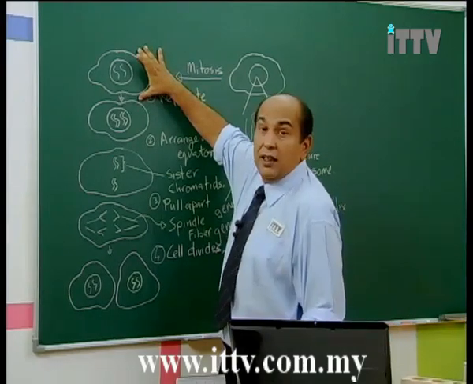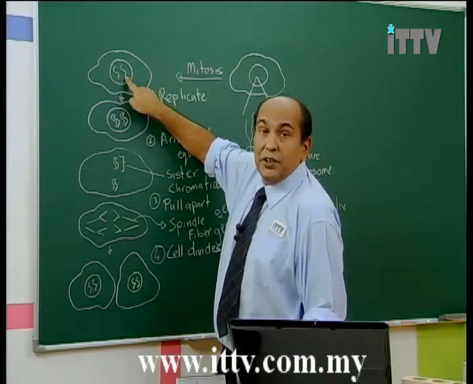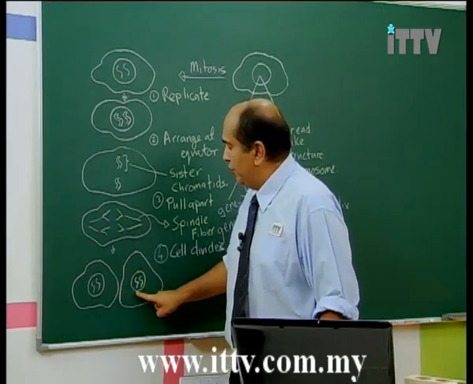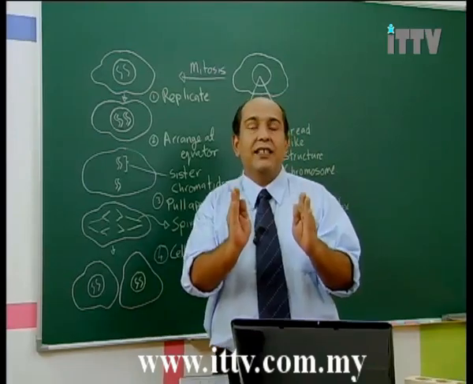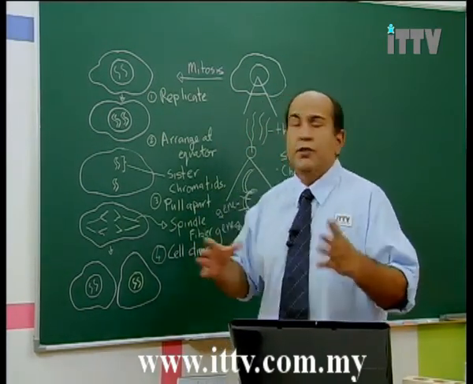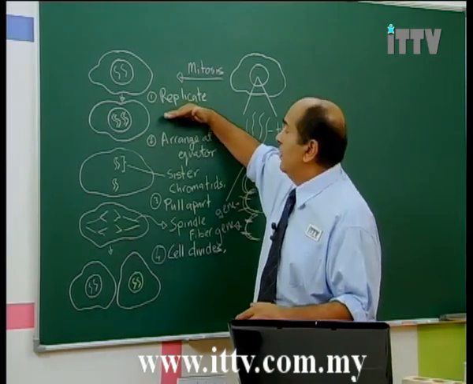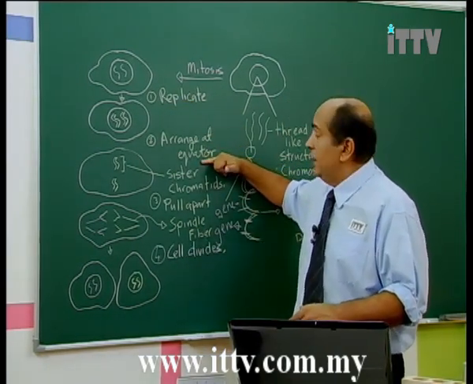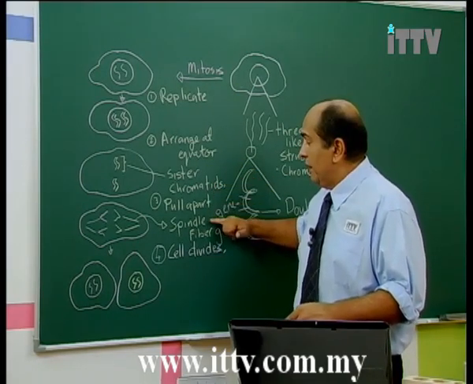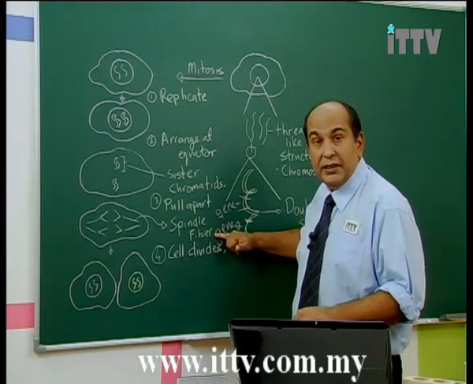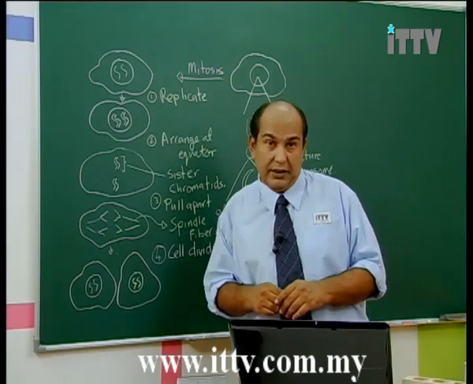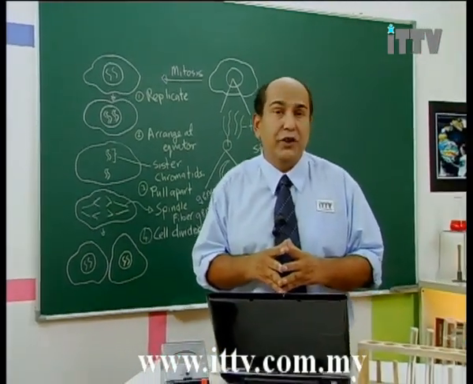So let's have a look. We started with a cell that had two chromosomes. We finished with two cells, both with two chromosomes each, exactly identical to the original cell. This is the process of mitosis. So we replicate, then we arrange at the equator. The sister chromatids, we pull them apart. They're pulled by spindle fibers, and then finally the cell divides and we get two new cells. So that is mitosis.